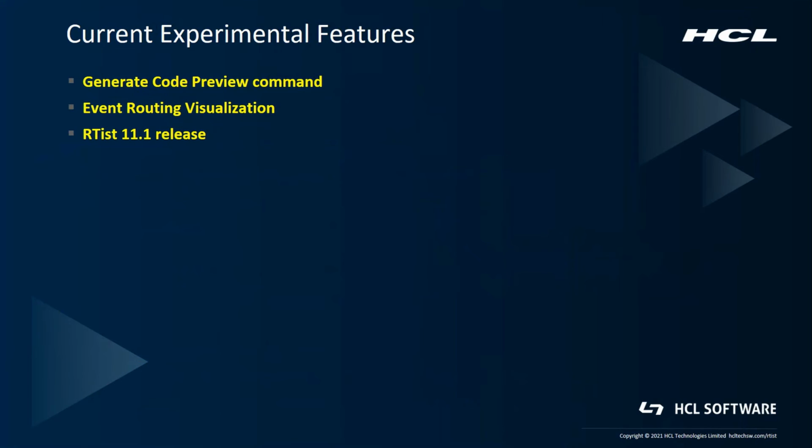So this leaves us with 3 experimental features in this release. We have the generate code preview command that we showed last sprint demo, event routing visualization, a brand new feature, and then of course the whole Artist 11.1 release should be treated as experimental at this point in time.